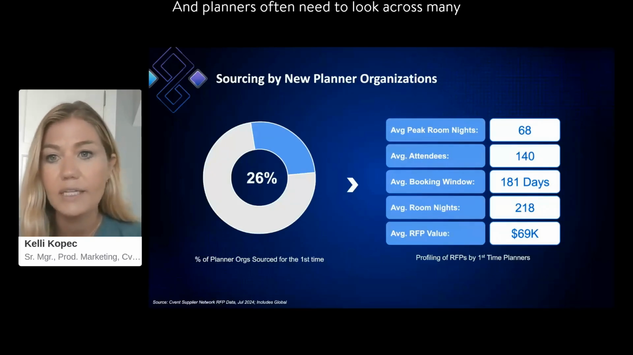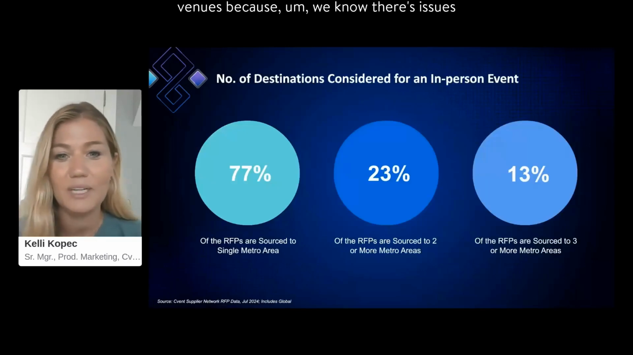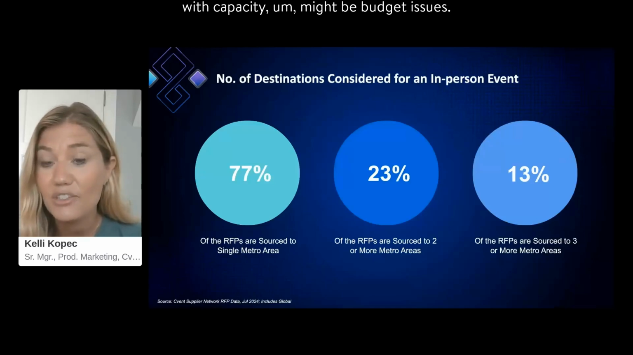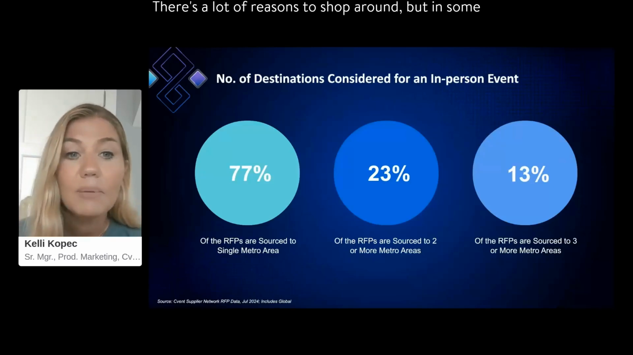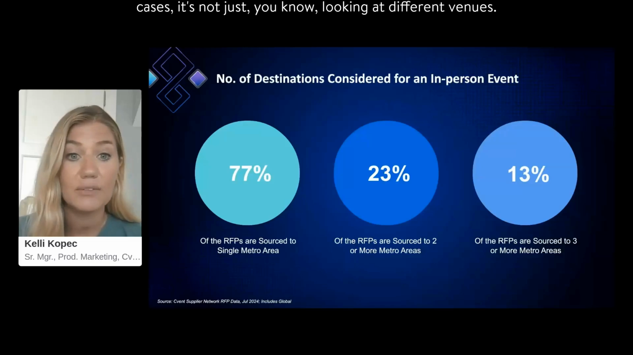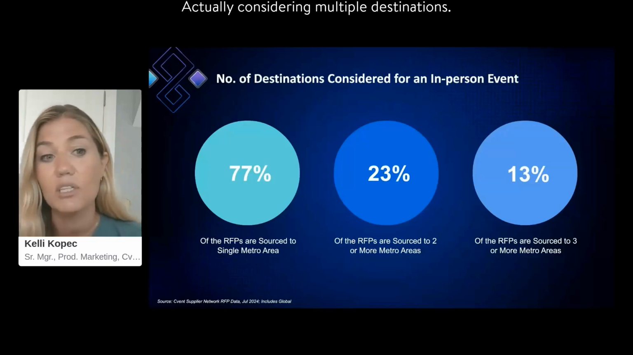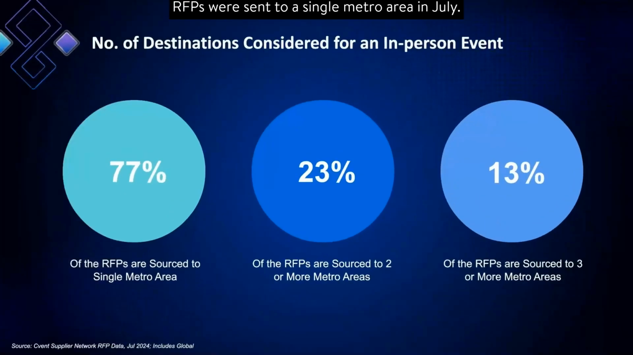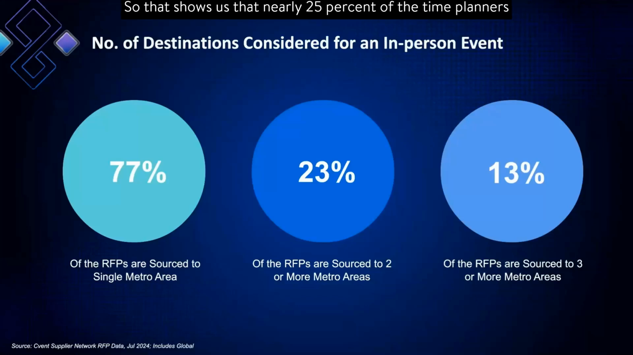And planners often need to look across many venues because we know there are issues with capacity. Might be budget issues. There are a lot of reasons to shop around, but in some cases, it's not just looking at different venues. They might be actually considering multiple destinations. So you can see with our data that 77% of RFPs were sent to a single metro area in July. 23% were sent to 2 or more metro areas, and 13% were sent to 3 or more metro areas. So that shows us that nearly 25% of the time, planners are considering at least 2 destinations for an upcoming event.